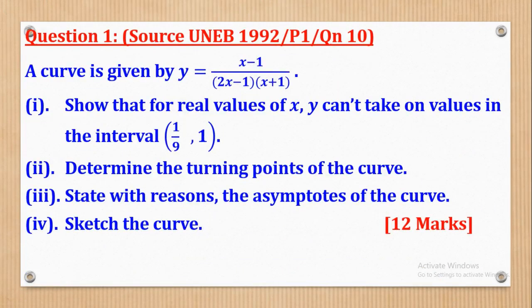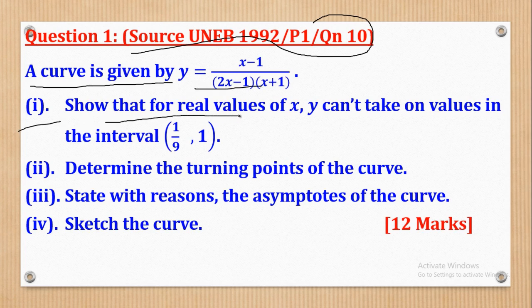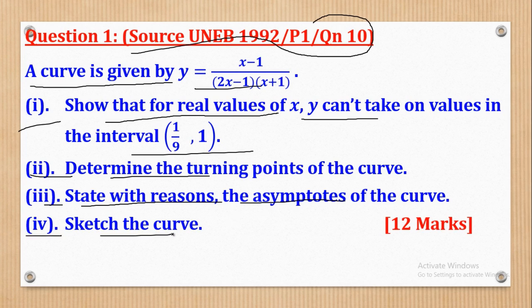So let's see how such questions are done. Question one came from UNEB 1992, paper one, question 10, and says, a curve is given by this. Roman one, show that for real values of x, y cannot take on values in the interval this. Then Roman two, determine the turning points of the curve. And Roman three, state with reasons the asymptotes of the curve. And Roman four, sketch the curve.